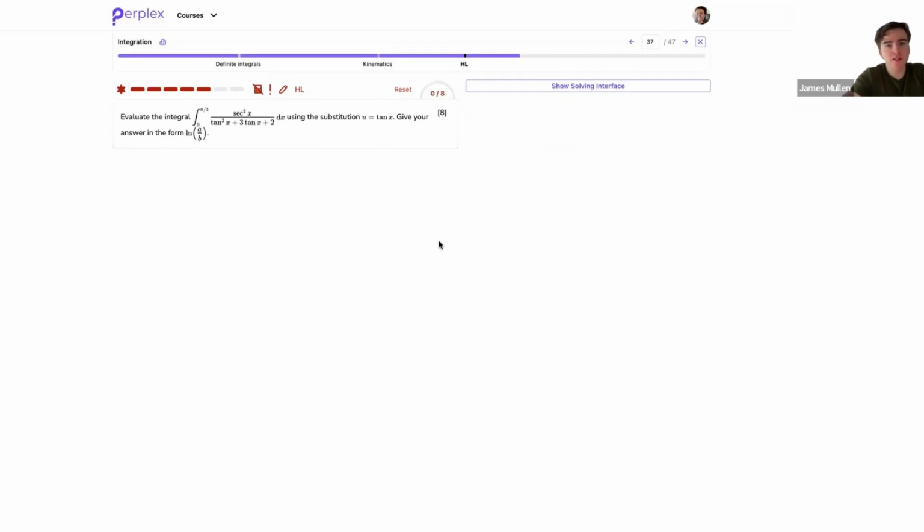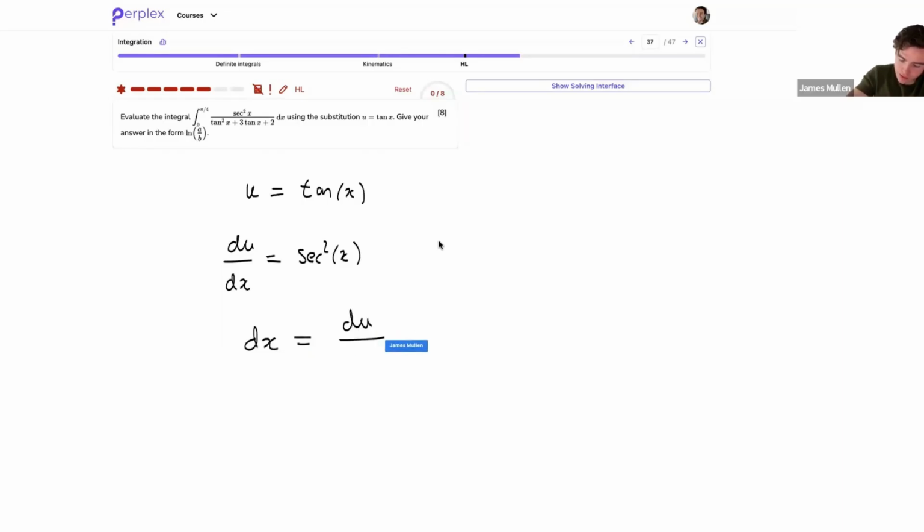Let's go over this. The question says to use the substitution u is equal to tan of x, right? So that means du by dx is going to be equal to, and I actually have to check this. I don't know the derivative of tan off the top of my head, so I check my formula booklet. The derivative of tan is secant squared, so secant squared of x. And that means that dx is going to be equal to du over secant squared, okay?